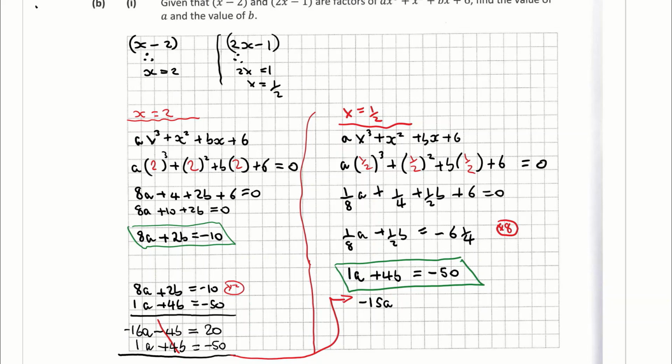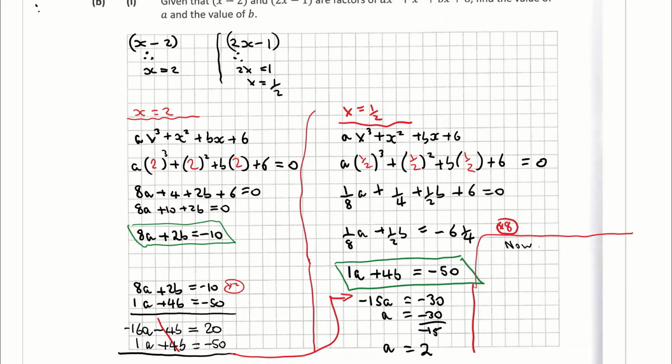And that is equal to 20 minus 50, which is minus 30. And I'm going to divide both sides by minus 15. So that's giving me a as positive 2. And now I'm going to solve for b. So I'm going to come up here now and find b.